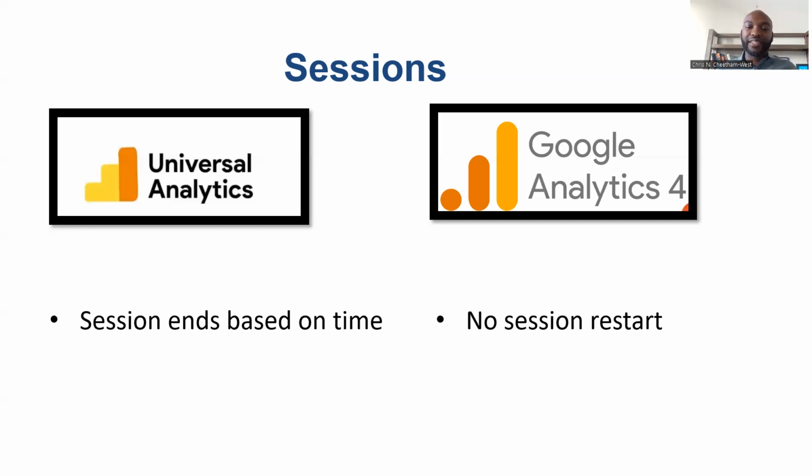I think it's great that they did this. So definitely look into how your data looks a little bit different. People always ask us, well, why is my information a little bit different in Universal Analytics than in Google Analytics 4? And this is one of the reasons. So session restarts, different engagement tracking. There are so many different reasons that can happen.